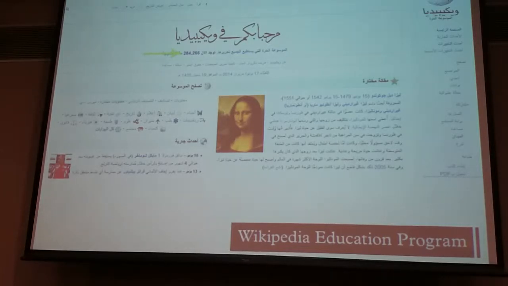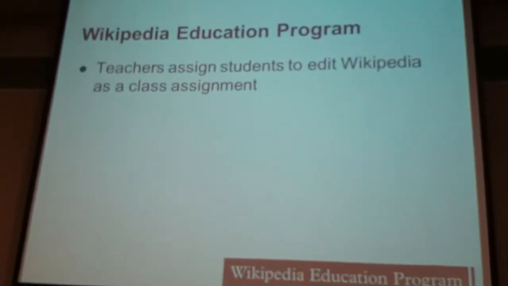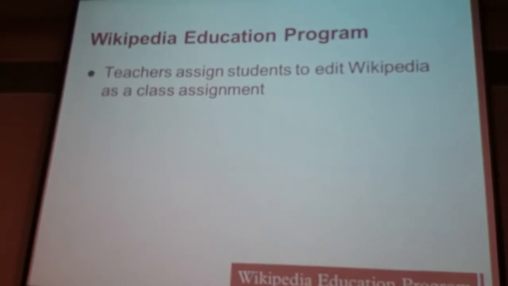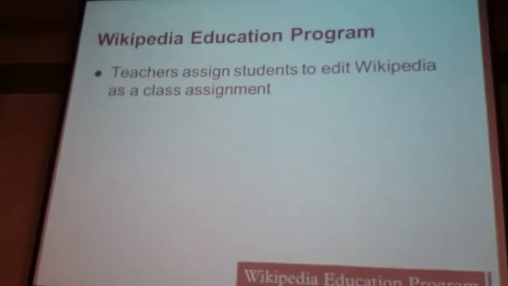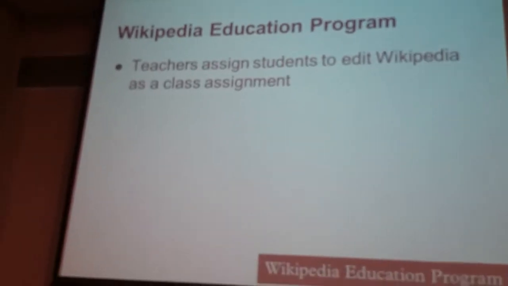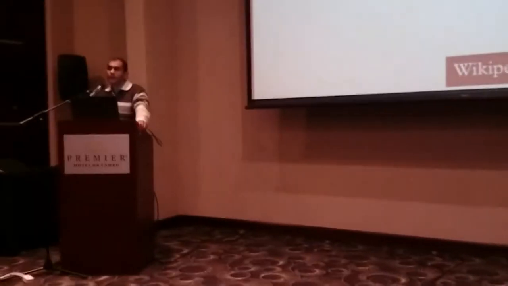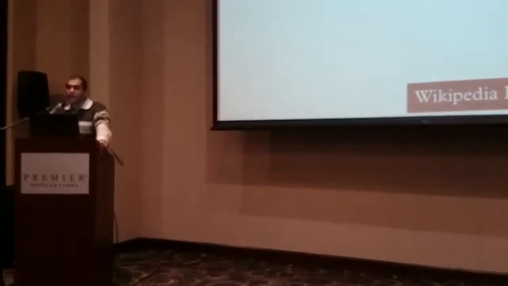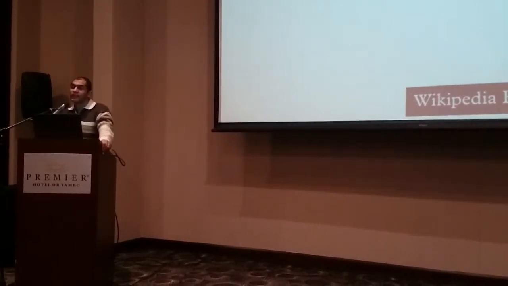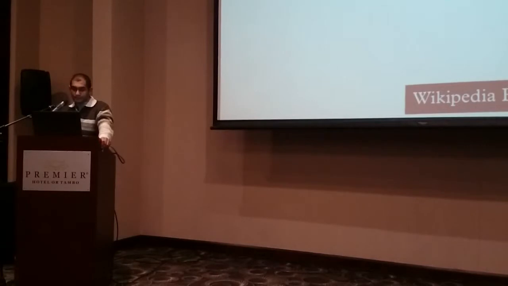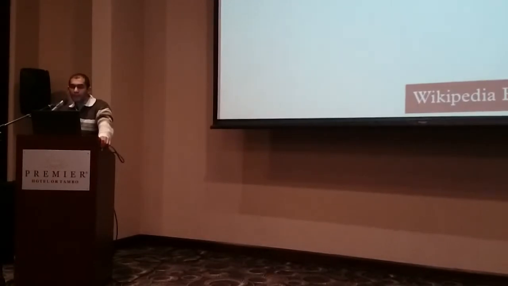In the Wikipedia education program, we are helping to increase the number of articles in Arabic Wikipedia. The idea of the education program is very simple: teachers assign students to edit Wikipedia as a class assignment. So we go to universities, meet the teachers, and talk to them about how Wikipedia can be very useful to students and can improve the students' writing skills, and we are supported by volunteer Wikipedia ambassadors.